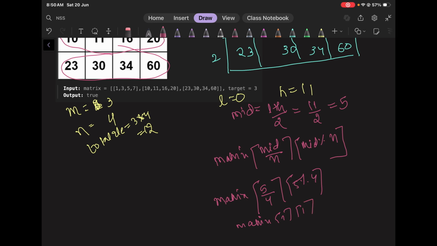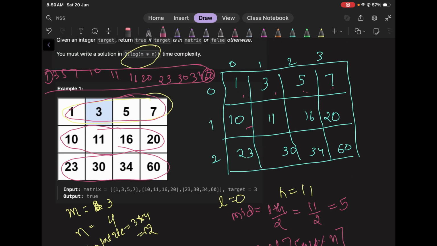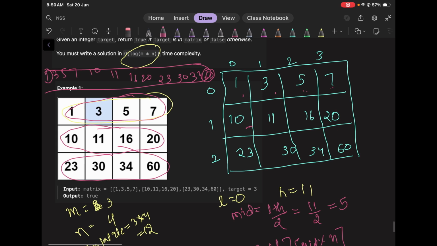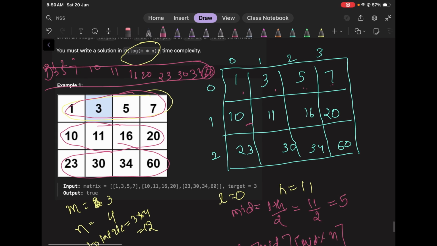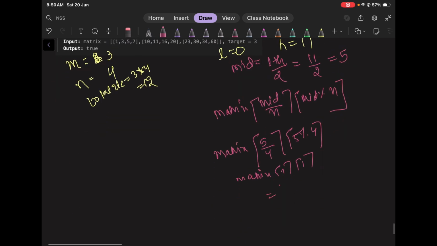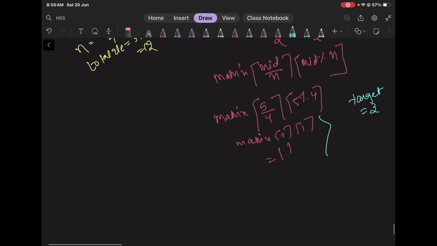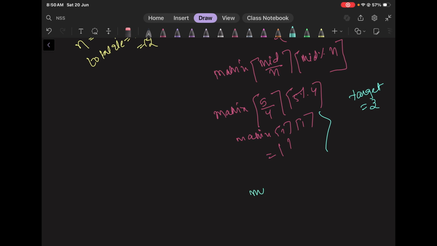Since this is 0 based indexing, our fifth element would be, this is at index 0 1 2 3 4 5, this element over here, 11. Okay, so my element is 11 over here. So now I compare my element 11 with my target. My target is 3. So I see my matrix ij is greater than target. So what I do, I put my high as mid minus 1. So my high is equal to mid minus 1.